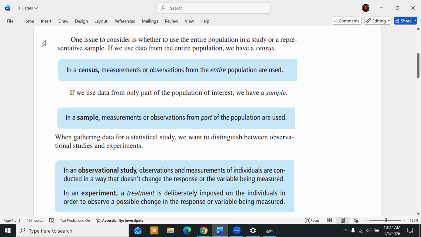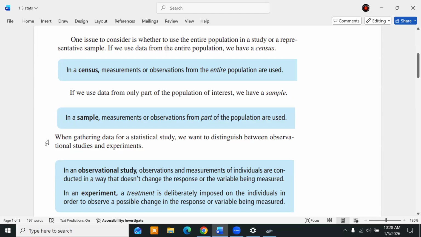So one of the issues that you need to consider is whether to use the entire population in a study or a representative sample. If we use the data from the entire population, we have what's called a census. In a census, measurements and observations from the entire population are used. If we use data from only part of the population of interest, we have what's called a sample. In a sample, measurements or observations from part of the population are used.